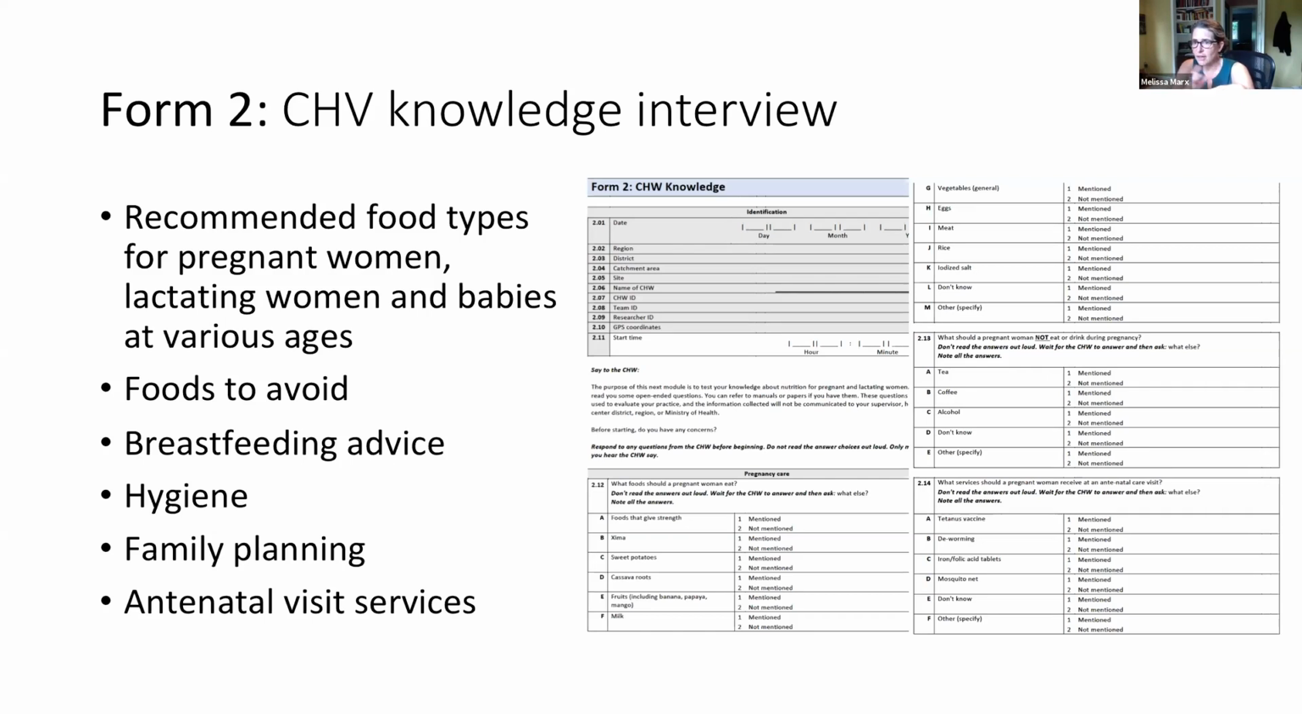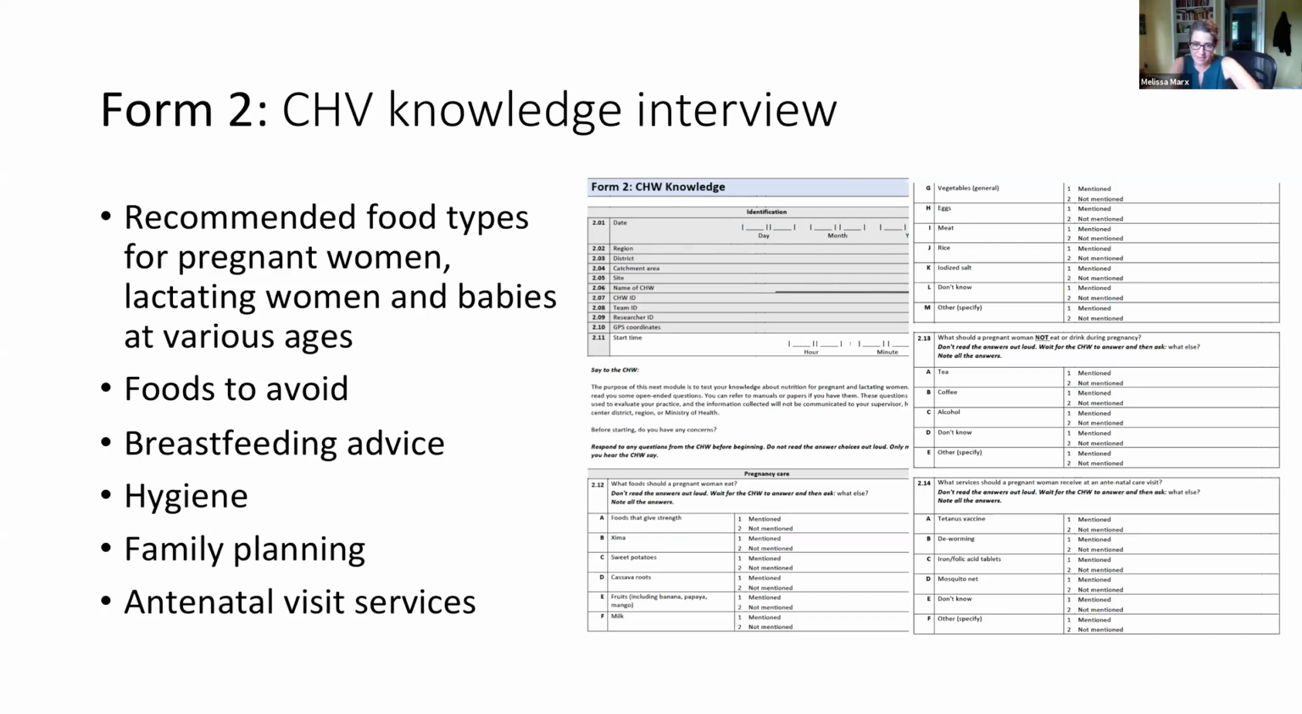You'll see here I've excerpted a small subset of the questions, and you can see that we ask questions like, what food should a pregnant woman eat? And the community health volunteer needs to mention these foods.